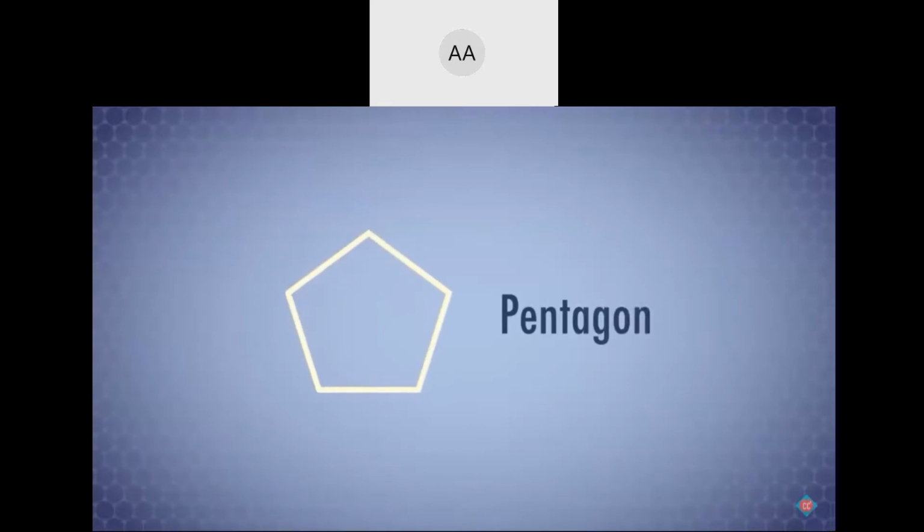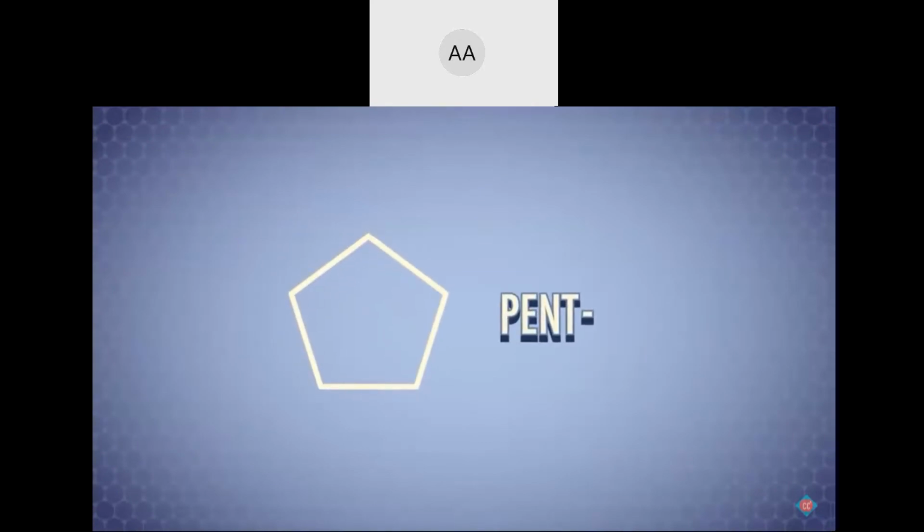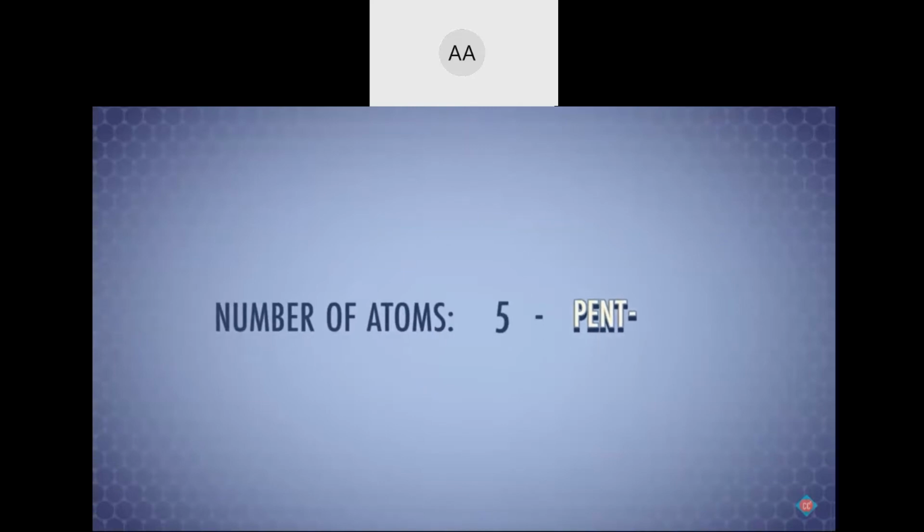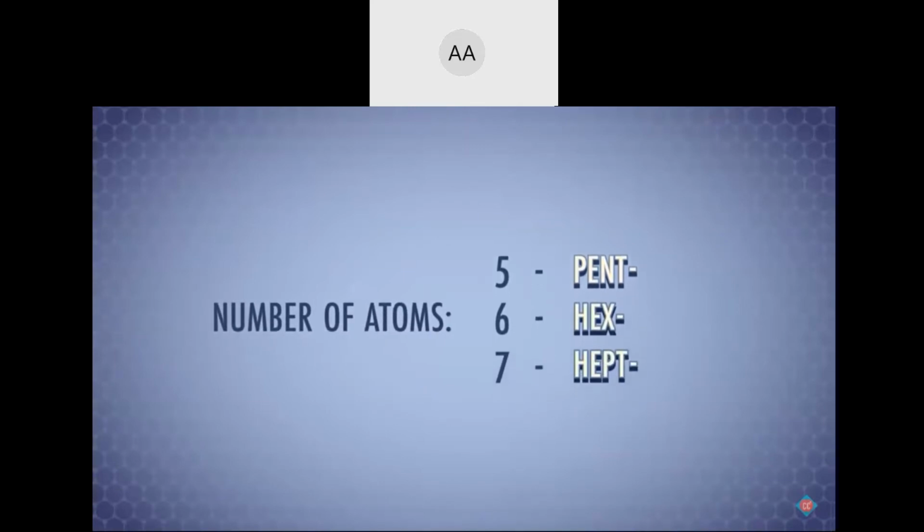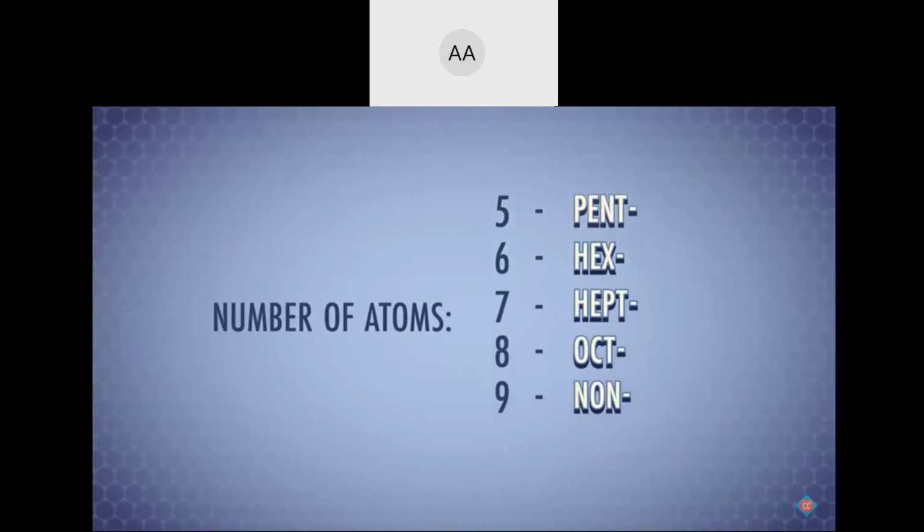For carbon chains with 5 to 12 atoms, the root names are similar to geometric shapes. For example, a pentagon in geometry is a 5-sided ring. And if a carbon compound has the word pent as its root, then it's a 5-carbon chain. A 6-carbon chain is hex, 7 is hept, 8 is oct, 9 is non, 10 is dec, 11 is undec, and 12 is dodec.